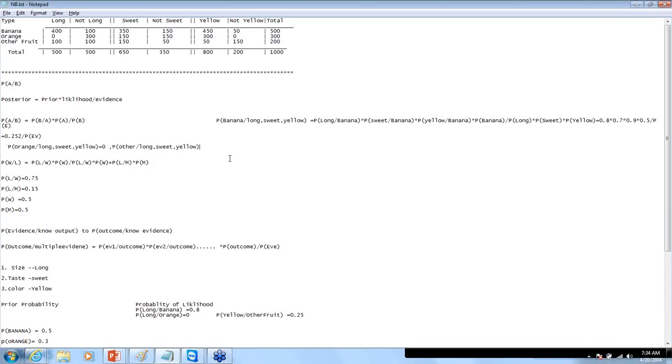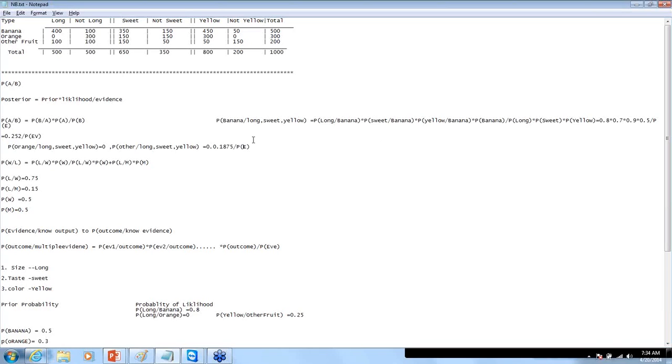For the other fruit also we will calculate the probability, and we can find it in the same way, that long and it is other fruit, and sweet and other fruit. In this way you will find this probability, which I have actually already calculated, and it will come out as something like 0.1875 divided by the probability of evidence. Total evidence means the probability of long times the probability of sweet times the probability of yellow.